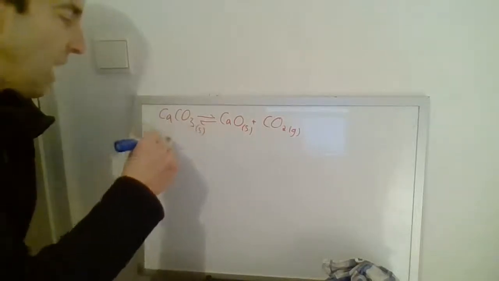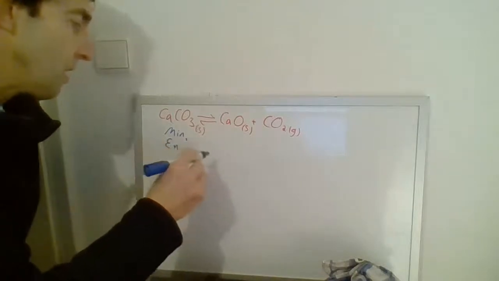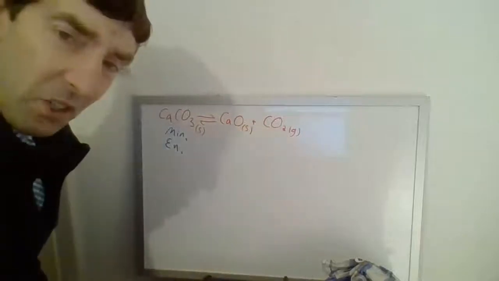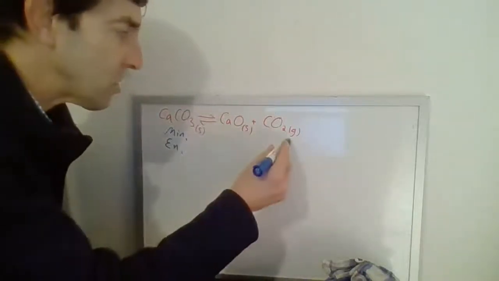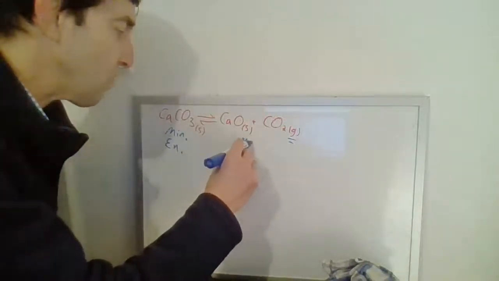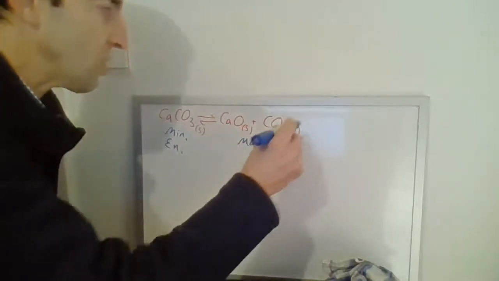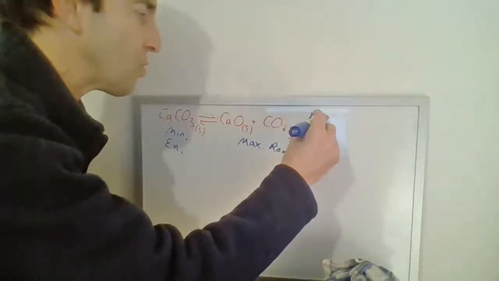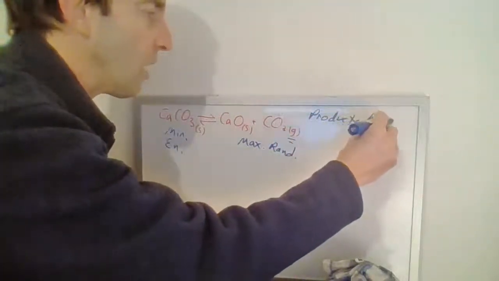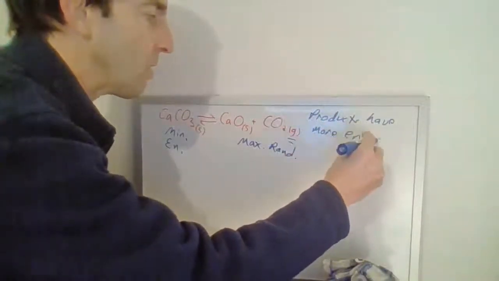Okay, here we go. The solid here is definitely a minimum energy state. And I got two things going on this side. I got two products. That's more random. And one of them is a gas. And gases are very random. So this is definitely maximum randomness over here. Or we could say the products have more entropy, disorder.